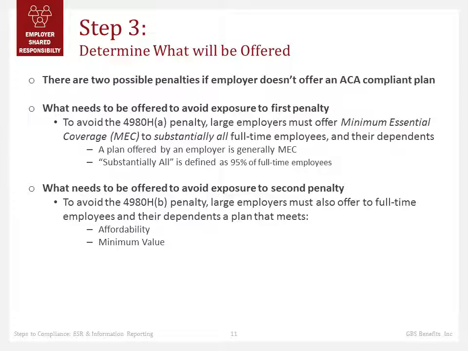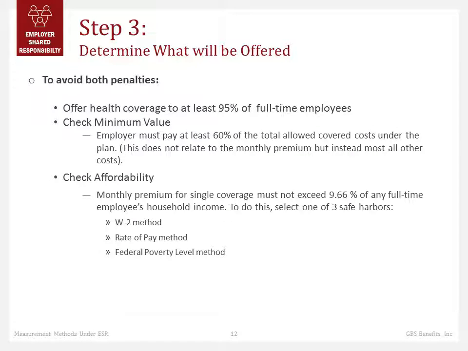And what needs to be offered to avoid exposure to the second penalty? That second penalty is referred to as the 4980H(b) penalty, but sometimes we call it the minimum value penalty or the affordability penalty. But in any case, even if you offer coverage to all your full-time employees under the first penalty option, if what you offer is not affordable or doesn't meet minimum value, then you would be exposed to that type of penalty. So, to avoid both penalties, we deal with this in step 3. We confirm and want to determine where you are on all 3 of these things.